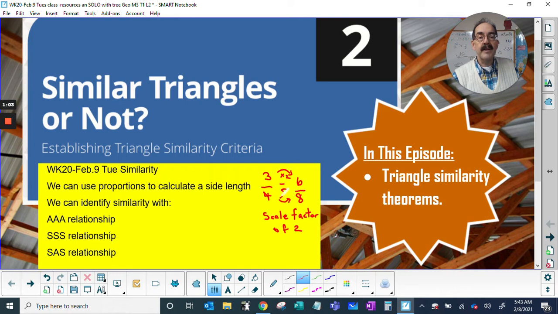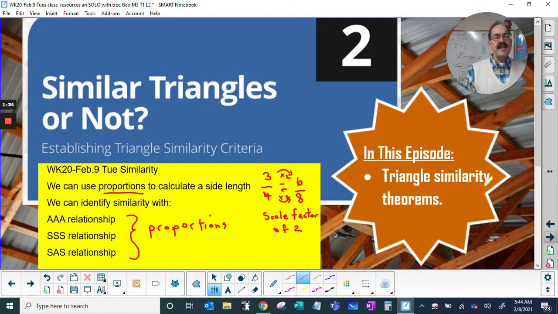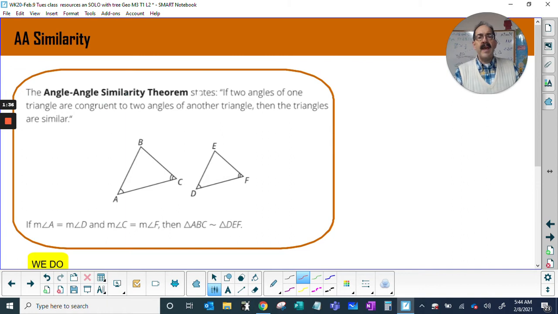Now, there's ways to analyze this and study it based on angles, angle-angle relationship, the sides, side-side-side relationship, or side-angle-side relationship, as long as they're all in proportion. Each time we got a little bit of math to do. So let's get started. The easiest one is the angle, angle, angle.